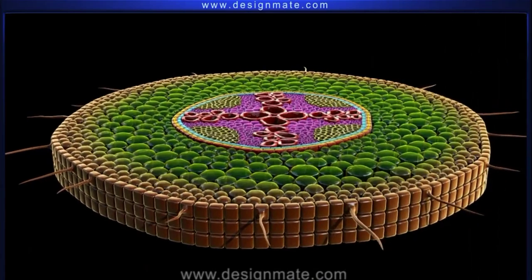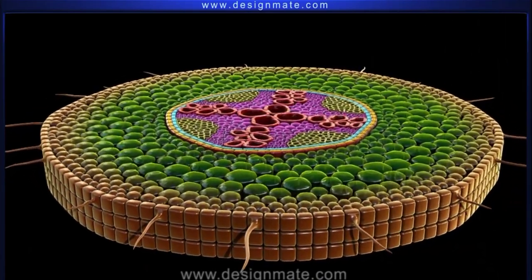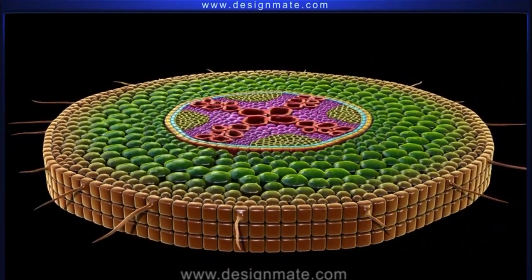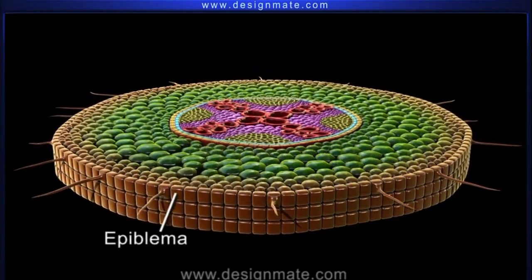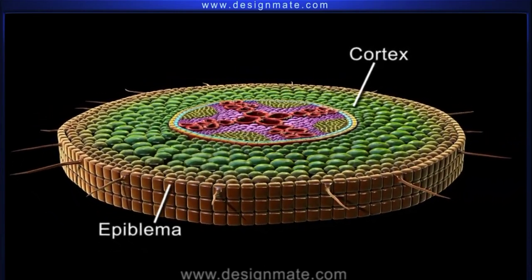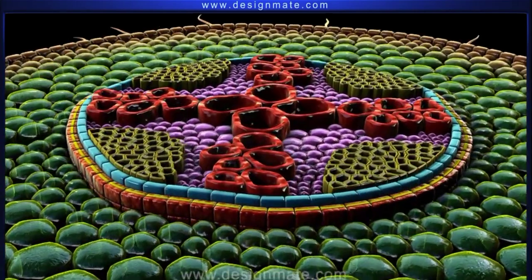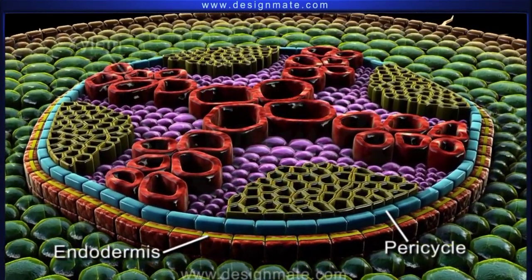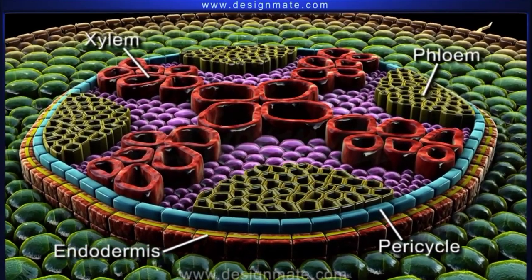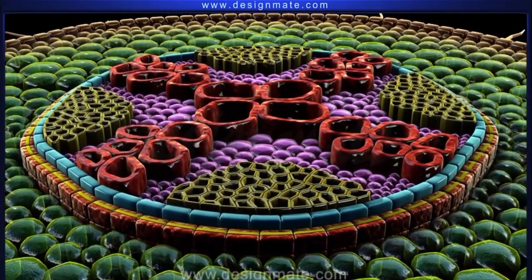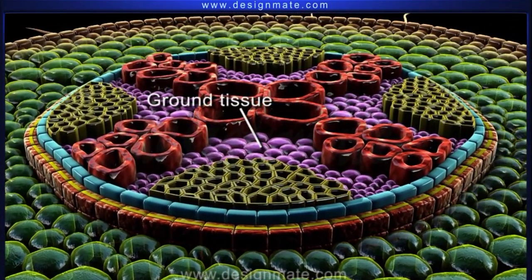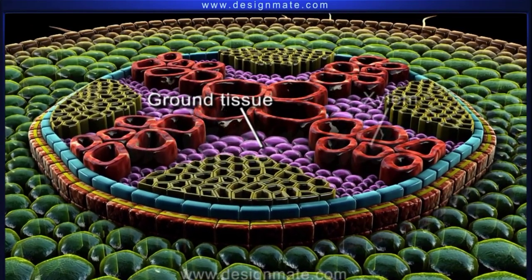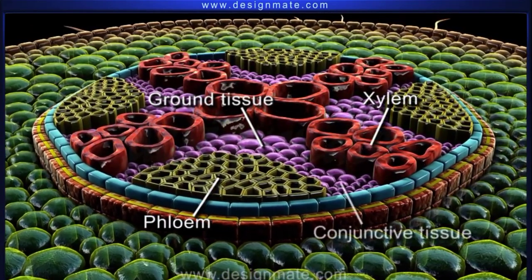A quick recap shows that a section of a sunflower root shows the outermost layer called the epiblema, and then lies the cortex. The next layer is the endodermis and pericycle. Xylem and phloem lie inside. They are surrounded by the ground tissue. Ground tissue between the xylem and phloem is the conjunctive tissue.